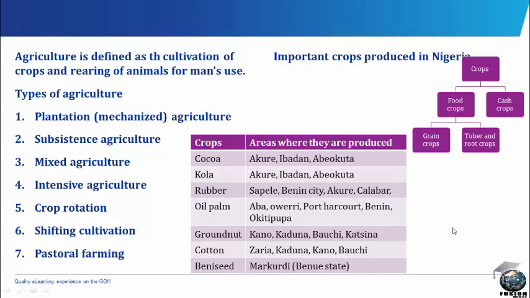5. Crop rotation. Crop rotation is an example of intensive agriculture. Crops are rotated in sequence year after year so as to maintain the fertility of the soil.